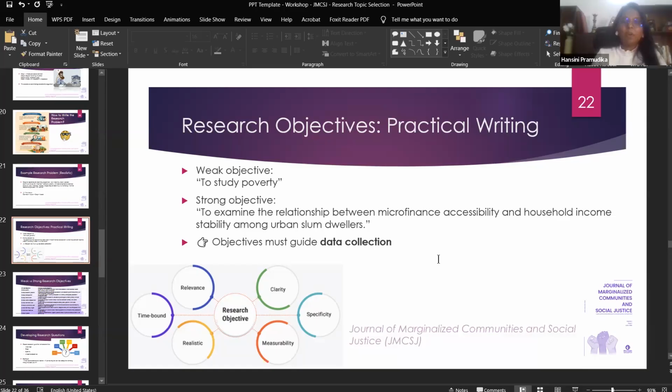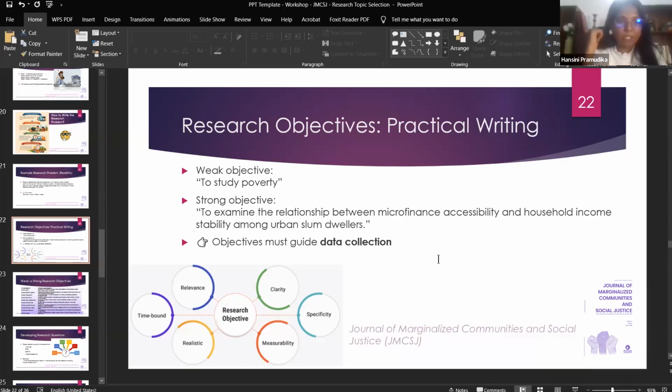Anyway, the objective should be very clear and it should be relevant to the scope of the journal, to the title of the journal. So you have to think about the research gap as well. And specifically, you have to tell what you are going to do. You are going to check the impact, or you are going to check the relationship. Or else you can say that you are going to identify the factors, likewise. Simply, you have to specifically tell what you are going to do. And then it should be measurable.